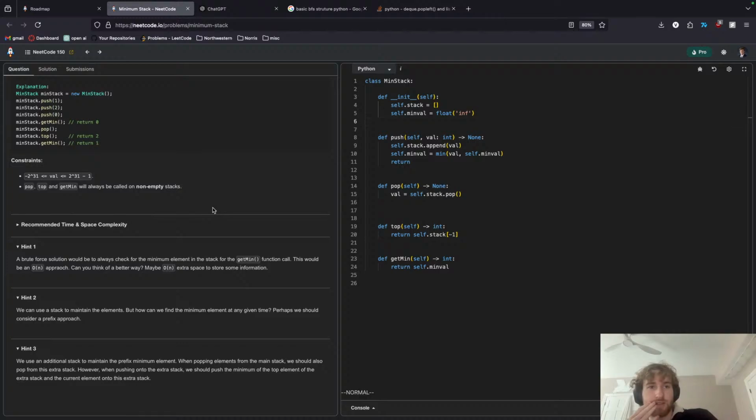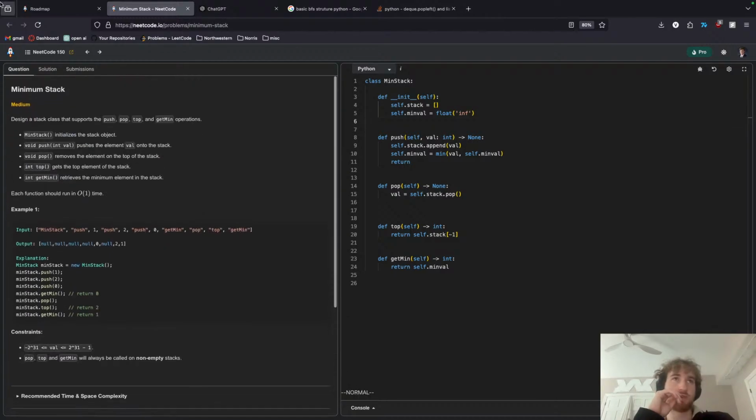Use an additional stack to maintain the prefix minimum element. Is it like how much? So the prefix would be like how much less? Or what? Should also pop from this extra stack, however, when pushing. I'm so confused.